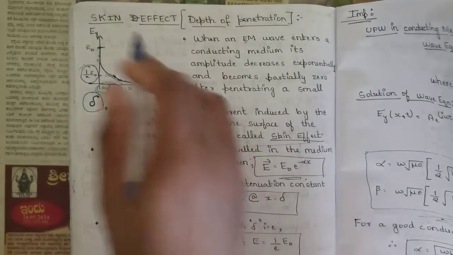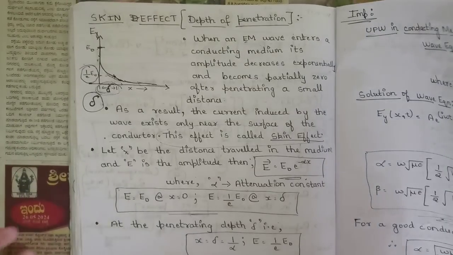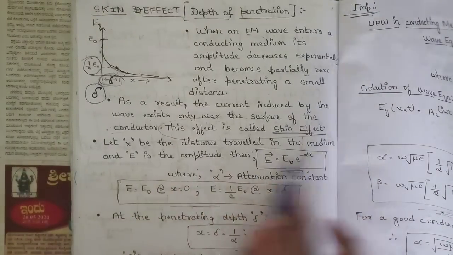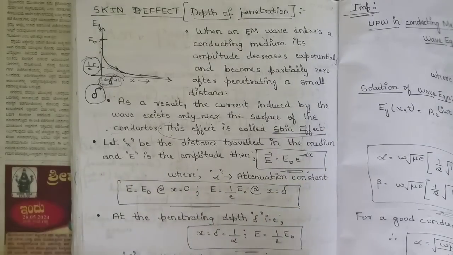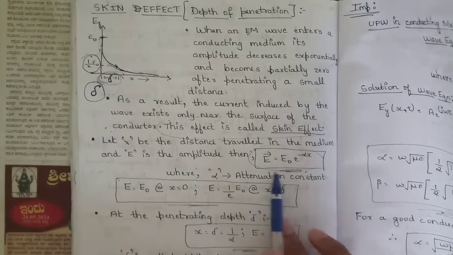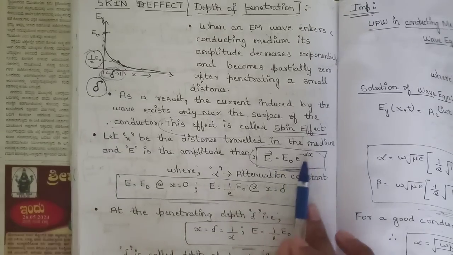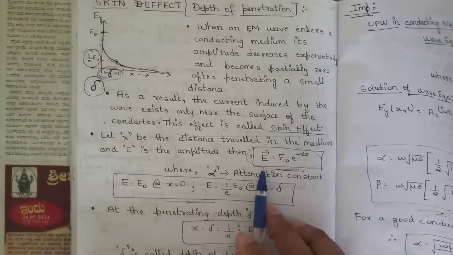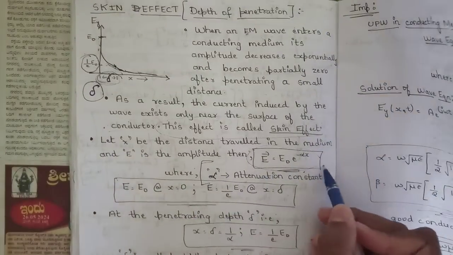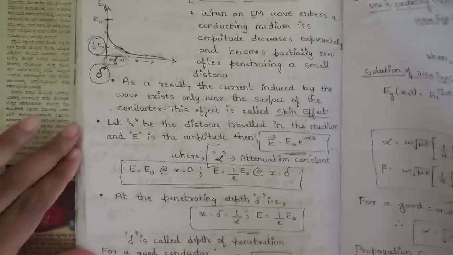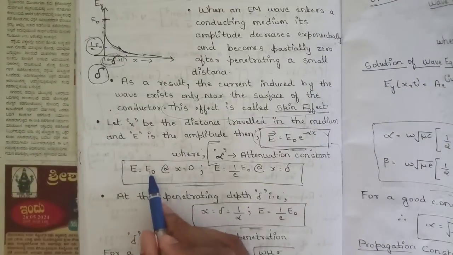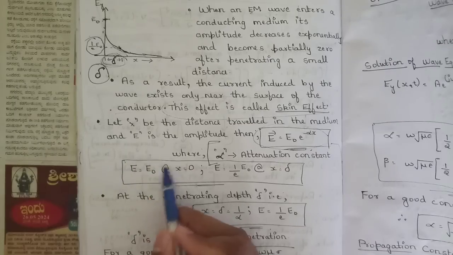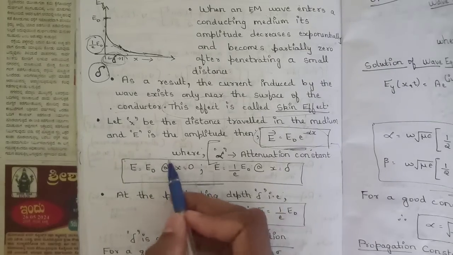Now let's analyze this derivation and get the expression for depth of penetration. Let x be the distance traveled in the medium and E the amplitude. Then we can write a simple expression: E is equal to E naught times e to the power minus alpha x, where alpha is the attenuation constant. You can remember this term, it is called the attenuation constant. Now E equals E naught at x equal to 0, that is at free space.